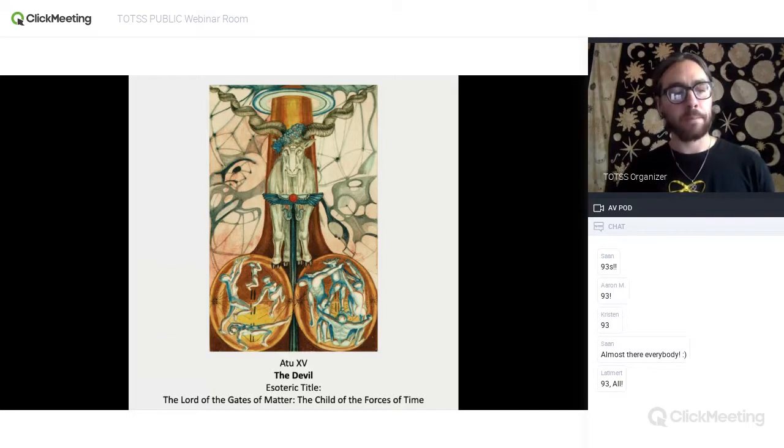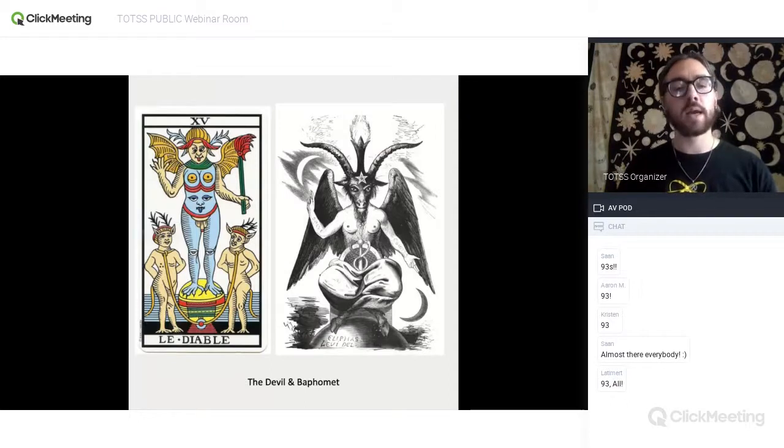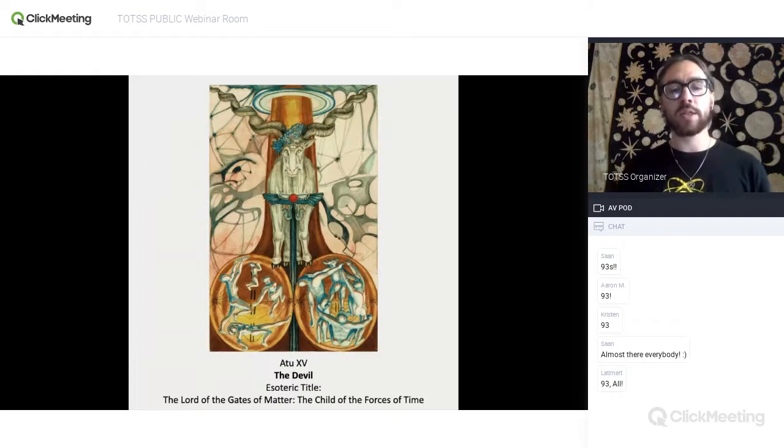Again, the devil in general, and I think this devil in particular, like from the Marseille deck, is often read and interpreted as an image of the illusions of the material world, the illusion that matter is the only thing that exists, or that matter is the primary thing that exists. So with this idea of the lord of the gates of matter, there's an illusory quality here. And that's appropriate to Saturn as well. Saturn is often linked to deception and to lies, especially in traditional astrology, so that makes a lot of sense here as well.